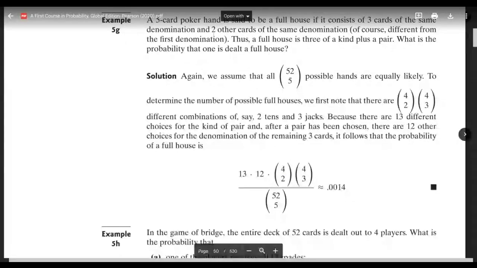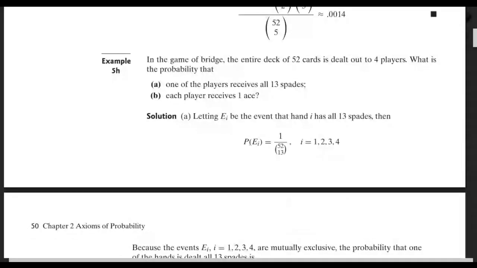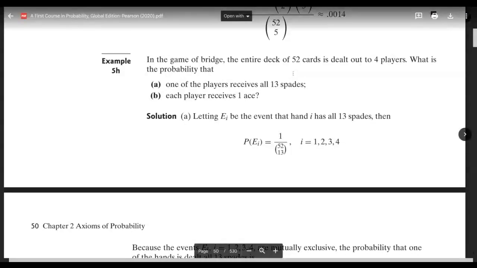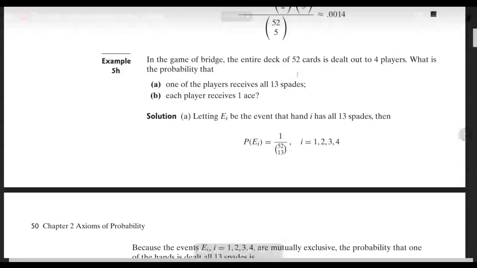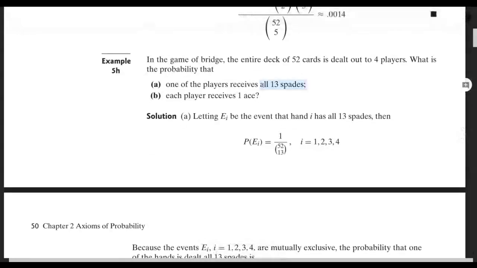Okay, let's see. H. In the game of bridge, any one of you play this? You know, those games are my generation games. We play poker, we play bridge. The entire deck of 52 cards is dealt out to 4 players. What is the probability that A, one of the players receive all 13 spades?